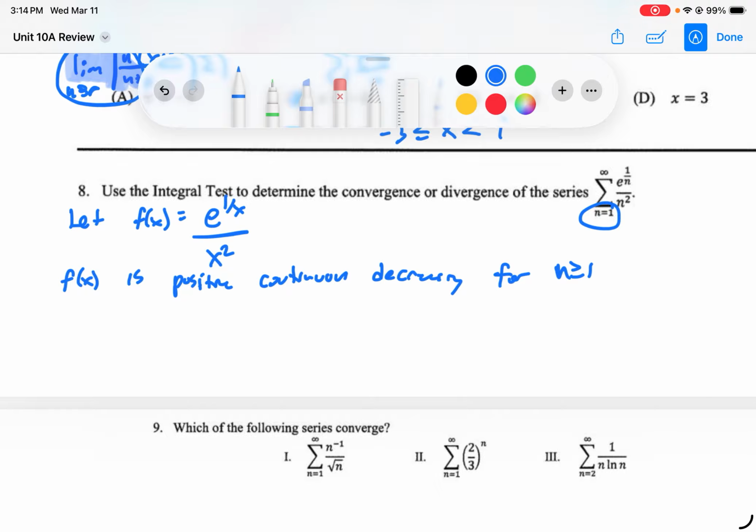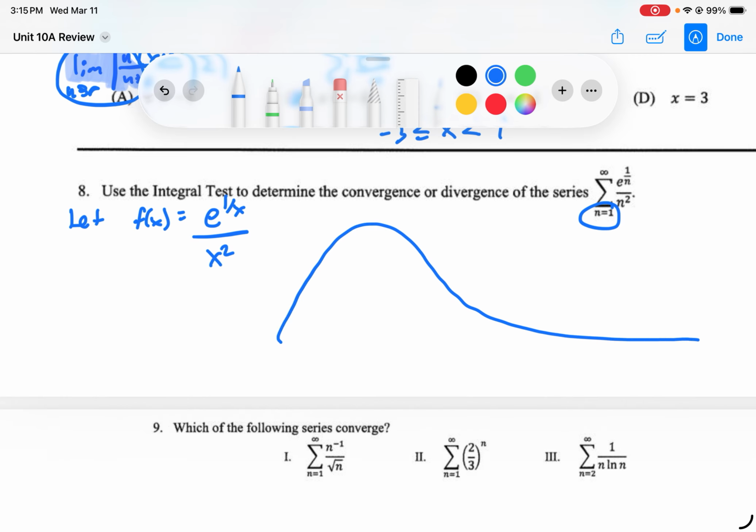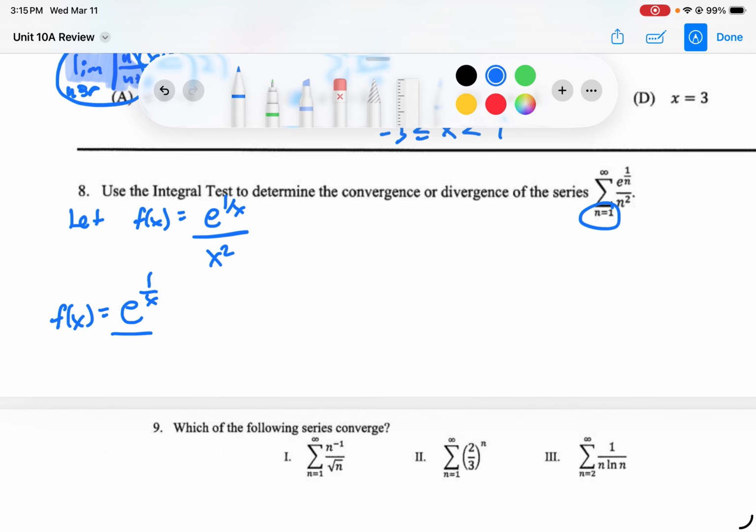So on an FRQ, if this came up on the real deal in May, you can just say that, and I think you'll be okay. But because we're doing extra, let's actually confirm that it's decreasing. It has to be decreasing at some point. It could increase, but as long as it's decreasing at some point, we're okay with that. But usually they decrease for all of them. So I'm going to say f of x is equal to e to the 1 over x squared.